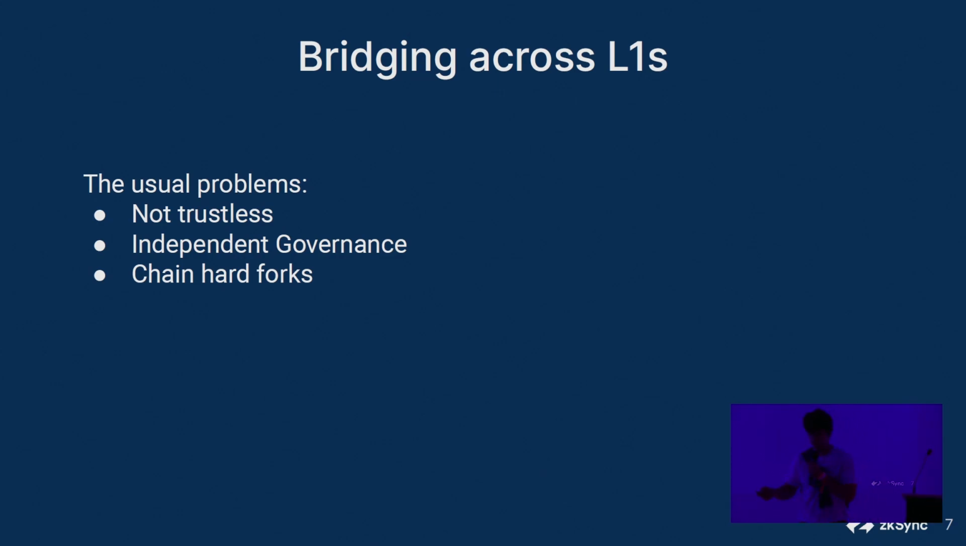And finally, perhaps the biggest problem is that the chains can hard fork. And this is a very big problem because if you hard fork, then your previously sent messages need to be reverted on the destination chain. So it is very hard to solve the hard forking problem.